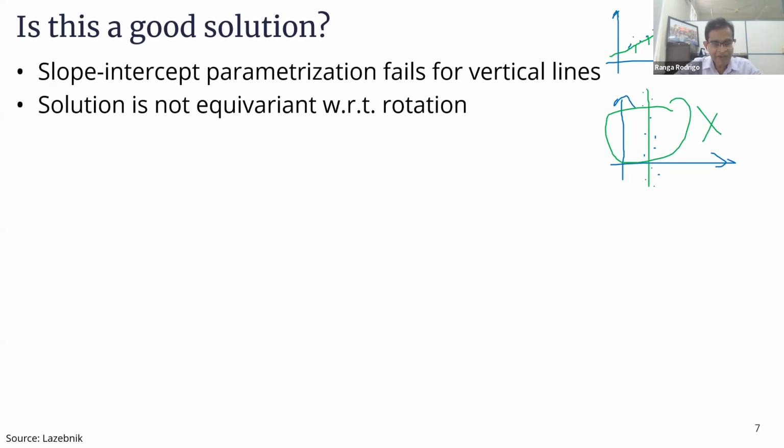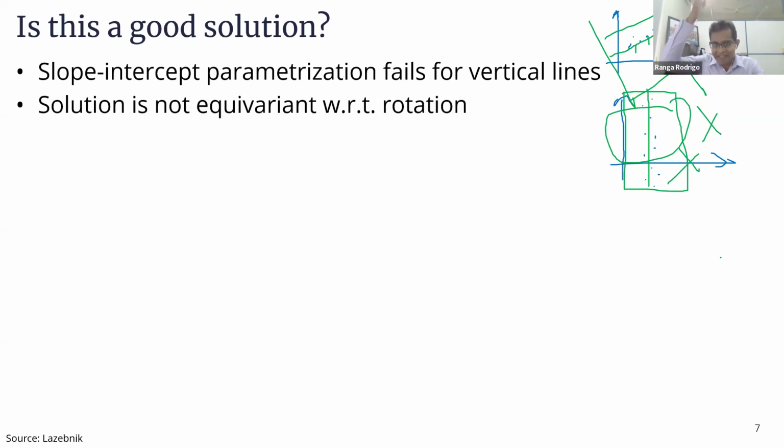The solution is not equivariant to rotation. So if you have an image, assume that your image is like that. Okay, if I rotate that image like this, then you have a problem. What you were able to compute in this image, you cannot compute in this image. There is a problem with this least squares line fitting. So therefore, we go for a different parameterization.